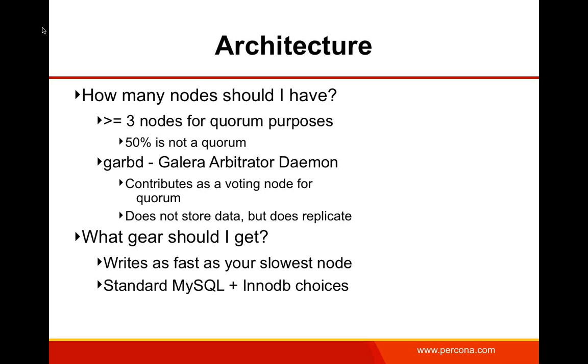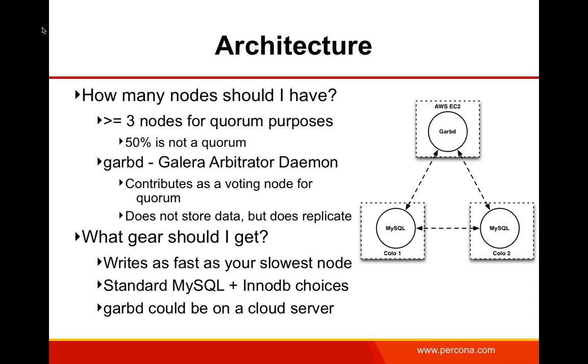Now, one potential option for garbd, if you're going to have a node just for garbd, is that you could run it on a cloud server, or potentially just an underpowered server. It wouldn't have to have all the disks, any kind of RAID or anything like that, but it would have to have a decent network pipe and probably a reasonable CPU, because it does get all that replication traffic.